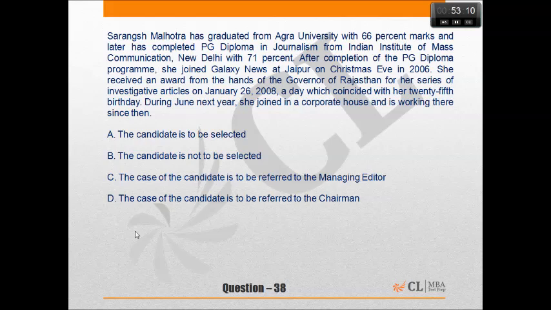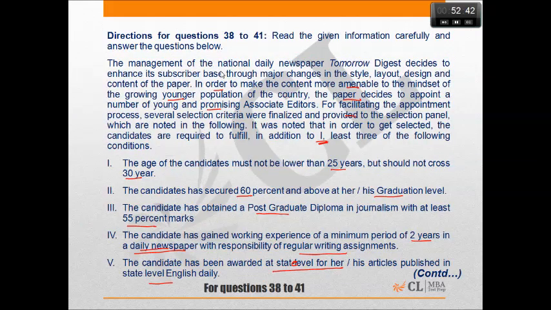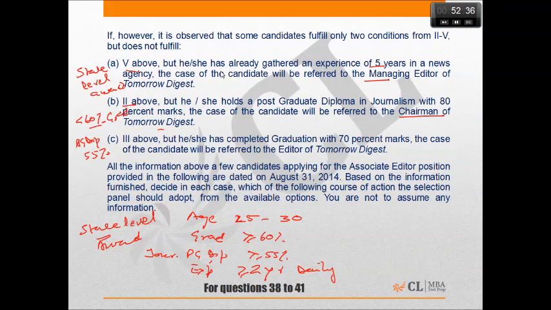Now let me look at the question. She graduated from Agra with 66% graduation, so graduation is fine, and completed a PG diploma from IIMC with 71%, so the diploma is also fine. After completing, she joined Galaxy News at Jaipur on Christmas Eve in 2006. She receives an award from the hand of the governor for her series. What is the year and month? I should assume 2014, 31st August 2014.